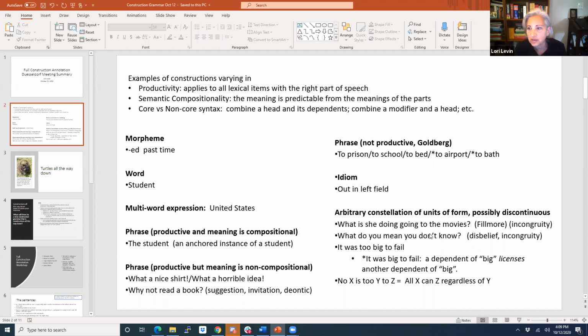So this is a discrepancy between what we would call headedness and licensing. So we would say big is the head, but too is the word that licenses to fail. Too is the word that licenses to fail. So a sort of strange syntax and not core syntax.